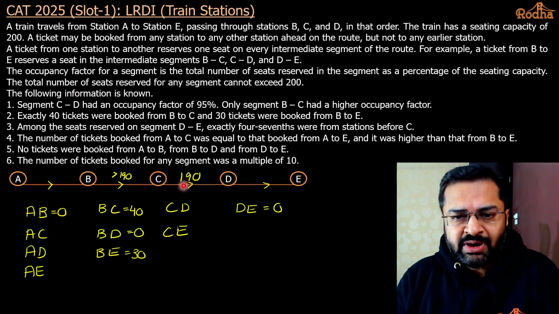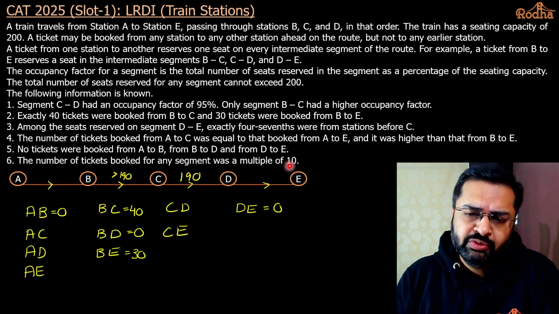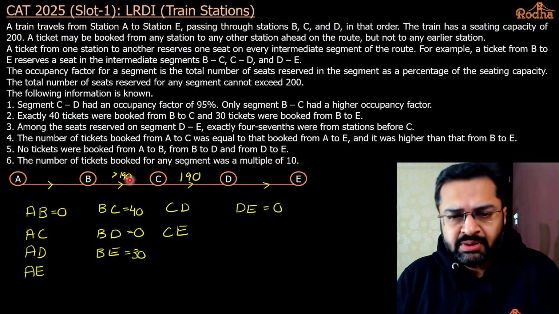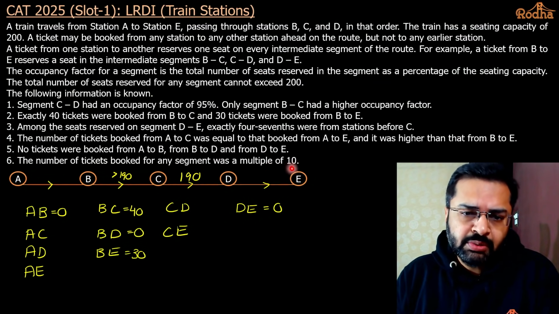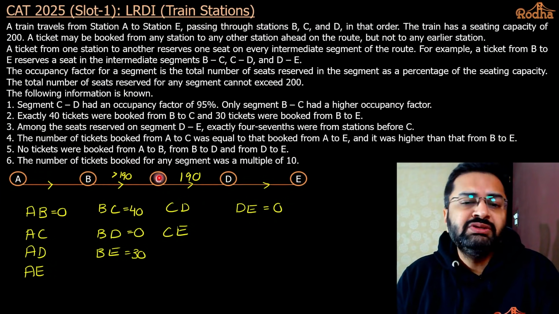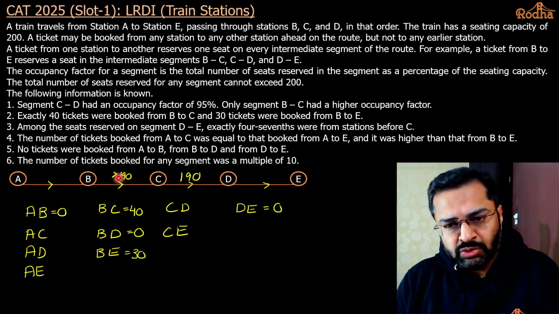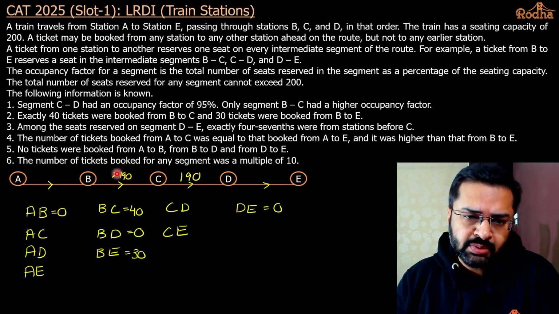If it's greater than 190, what is the only option possible? If the tickets booked for any segment was a multiple of 10, the amount or the number of seats reserved in any segment cannot be anything else. It has to be a multiple of 10. So for example, if you talk about BC, what is this? The number of seats reserved in BC. It has to be some combination of the seats reserved or the tickets booked. So this 190 would be the sum of the tickets booked in multiple segments.